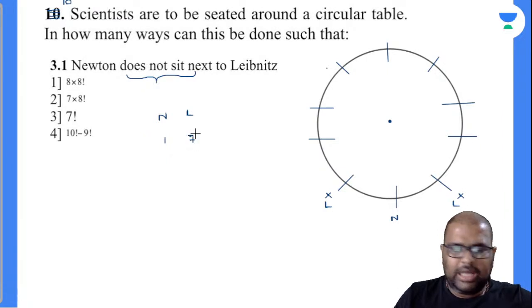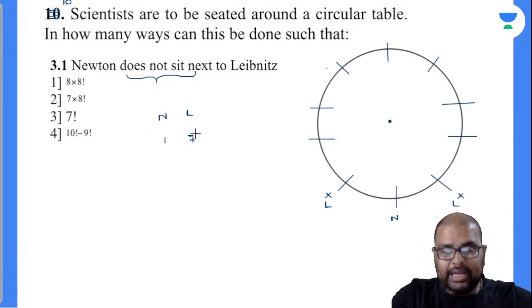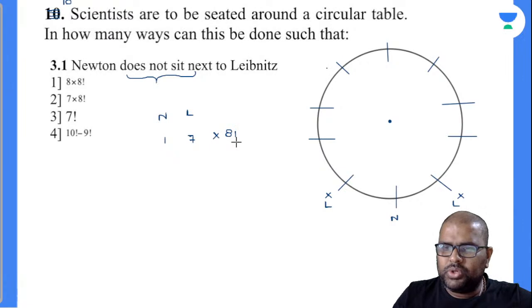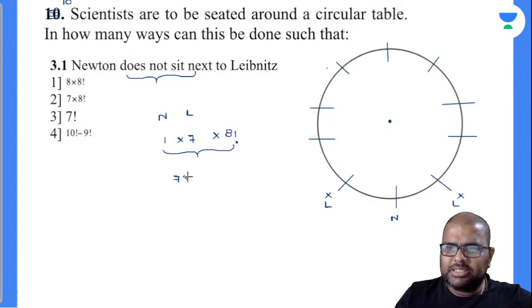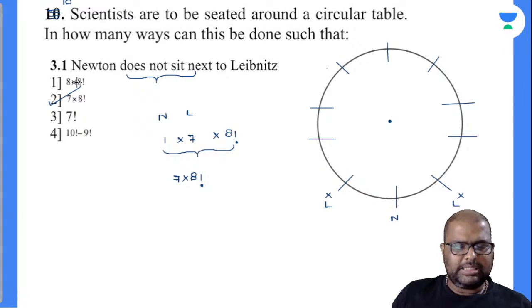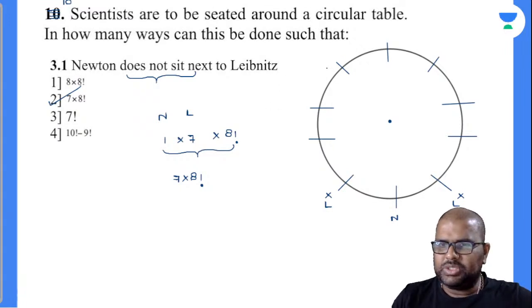Now automatically how many persons are left over? 8 persons are left over, and those 8 persons can be arranged in 8 factorial ways. I hope you are getting my point. And is this the answer? Break into simple parts, and you can solve the questions of circular permutations very, very easily. And this is the second option. Will you try the next one in the same pattern? Let's see how many can solve this.